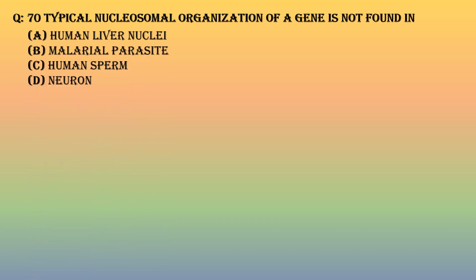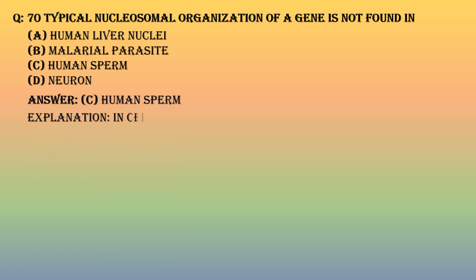Question number 70. Typical nucleosomal organization of a gene is not found in. Options are human liver nuclei, malarial parasite, human sperm, and neuron. The answer is human sperm.